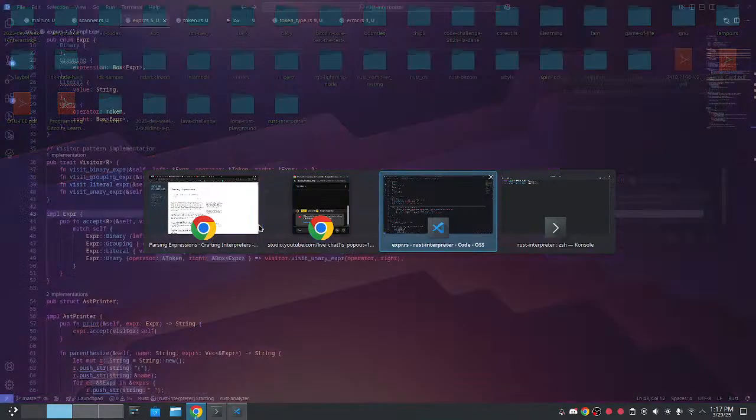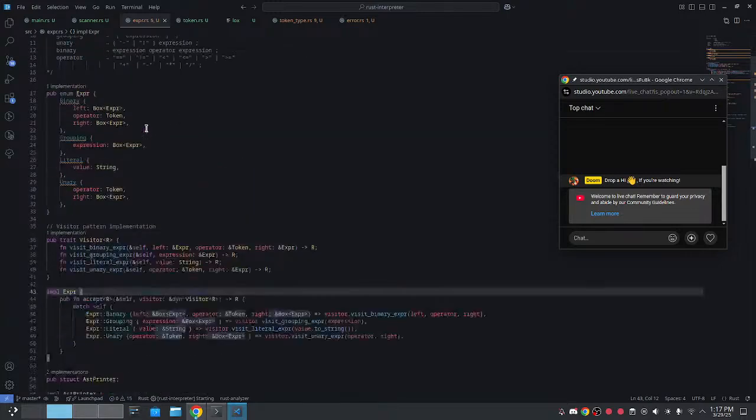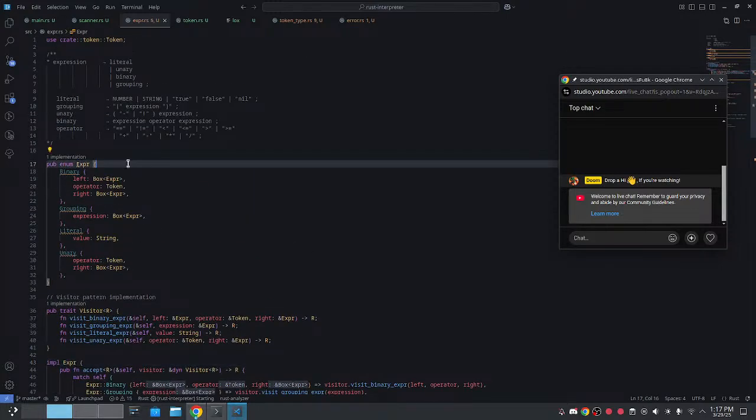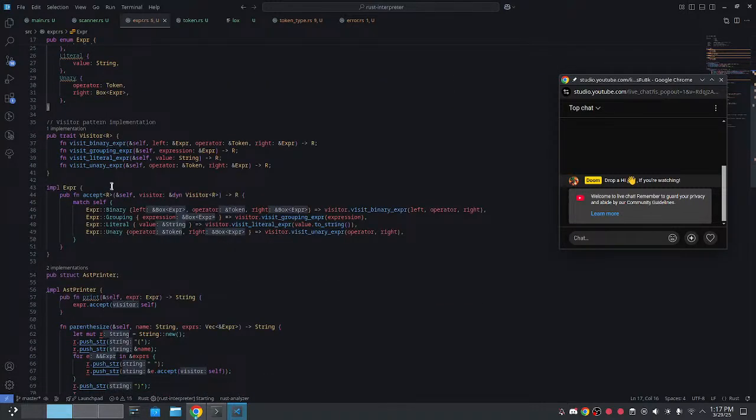I'll take you through what I've written. This is mostly taken from some other implementation of the visitor pattern that I found on GitHub, and it is quite easy to understand because I came to know that the functional paradigm doesn't really work well with Rust, right? Because it is a mixture of functional and some object-oriented programming.